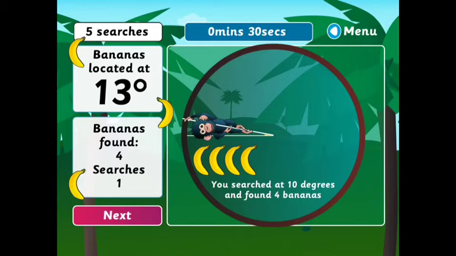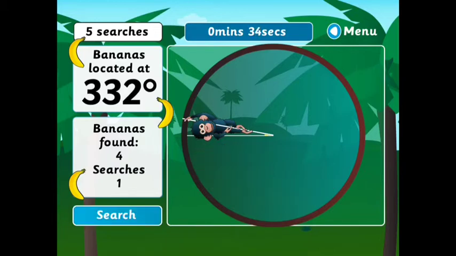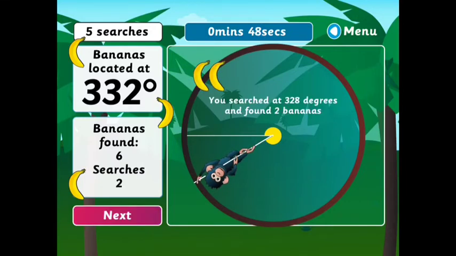Brilliant. Okay, I was at 10 degrees. And we can keep going through looking for more bananas. Let's go to 332. There's 180, 270. Let's go all the way up to 360 and just come back and see how close we are to 332. Fingers crossed. Okay, not too bad. We were at 328. Now, if we were at 332, we would have found 10 bananas.